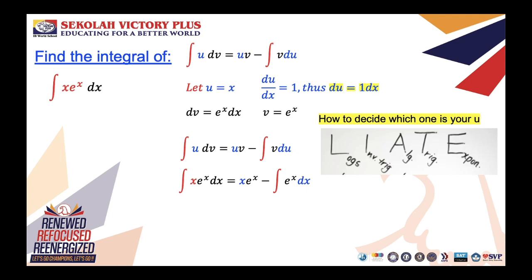Therefore, if we are to evaluate this integral, because this is what we're looking for, we simplify the one at the right. Finding the integral of this will just give you minus e to the x plus c. So the integral of x e to the x dx is simply this. Again, the difficult part is the decision. Just follow this priority. Let's have another example.